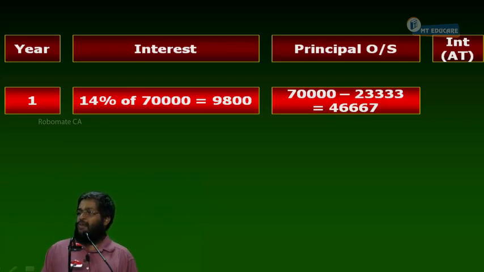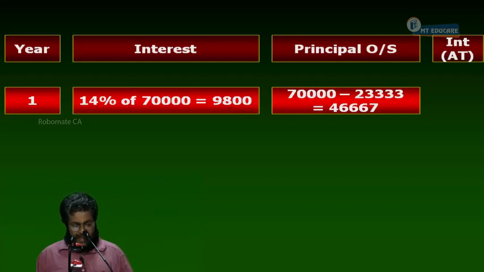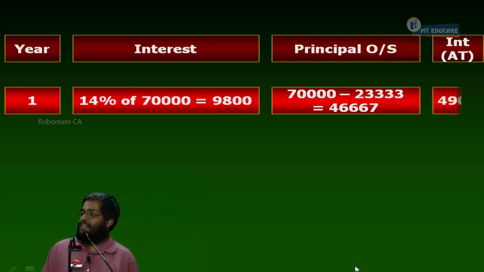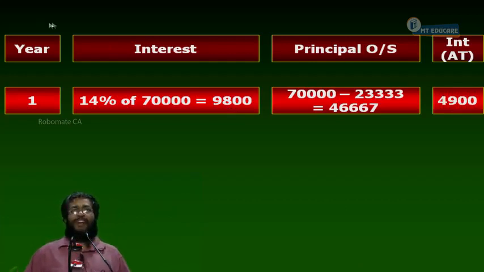46,667. So, 9,800 interest is before tax. On this, I can say how much percent taxation. Tell me the tax rate. 15%. What is the interest after tax? 4,900. In the first year before tax, I pay an interest of 9,800, on which I save a tax of 4,900. The interest after tax is 4,900. Accepted or not? Now, second year.